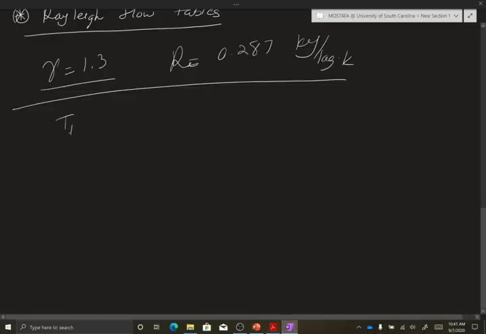So T1 over T star is going to be 0.6032, and P1 over P star is going to be 4.0073.